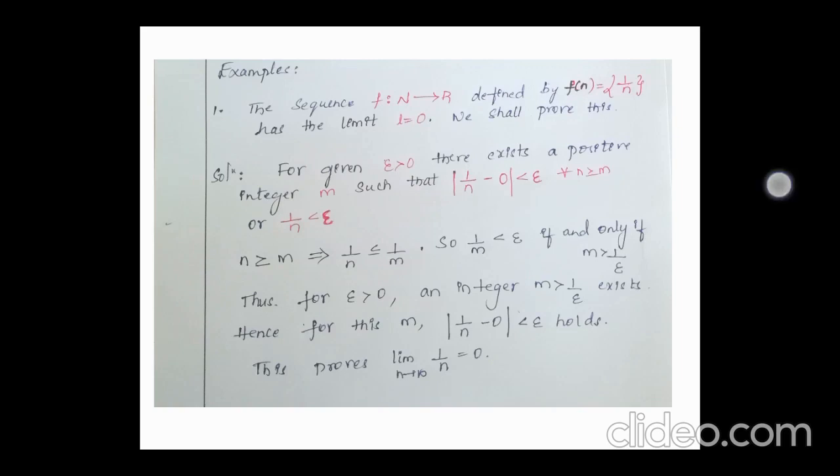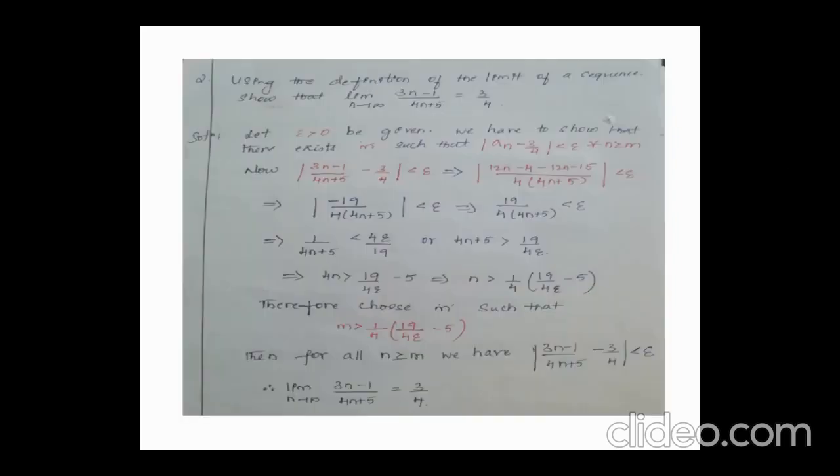Okay, next we shall move on to next example. So using the definition of limit, show that limit as n tends to infinity 3n minus 1 divided by 4n plus 5 is equal to 3 by 4. Now we have to show the limit of 3n minus 1 divided by 4n plus 5 as n tends to infinity is 3 by 4. That we have to show it using the limit of the sequence. Okay, now we shall see the solution.